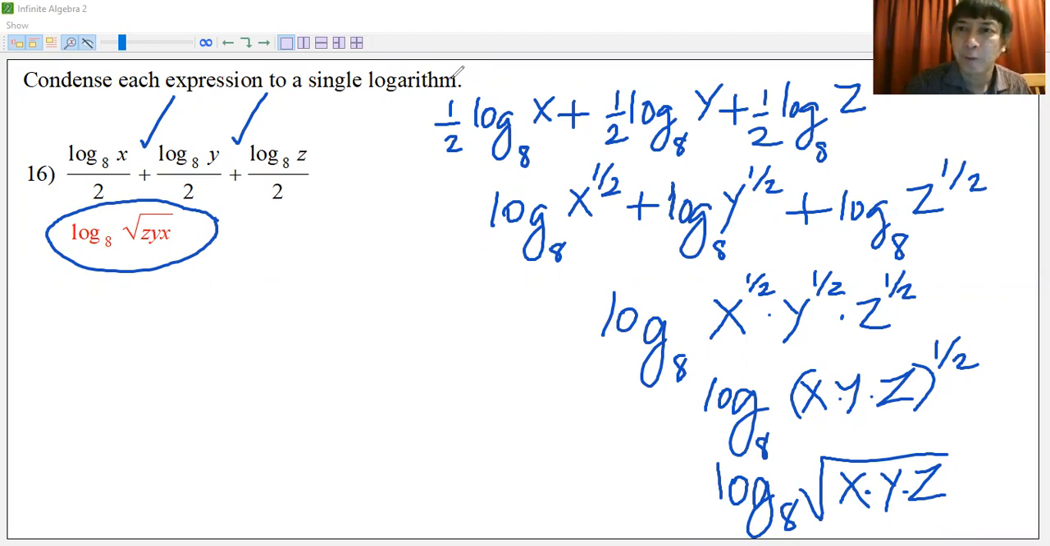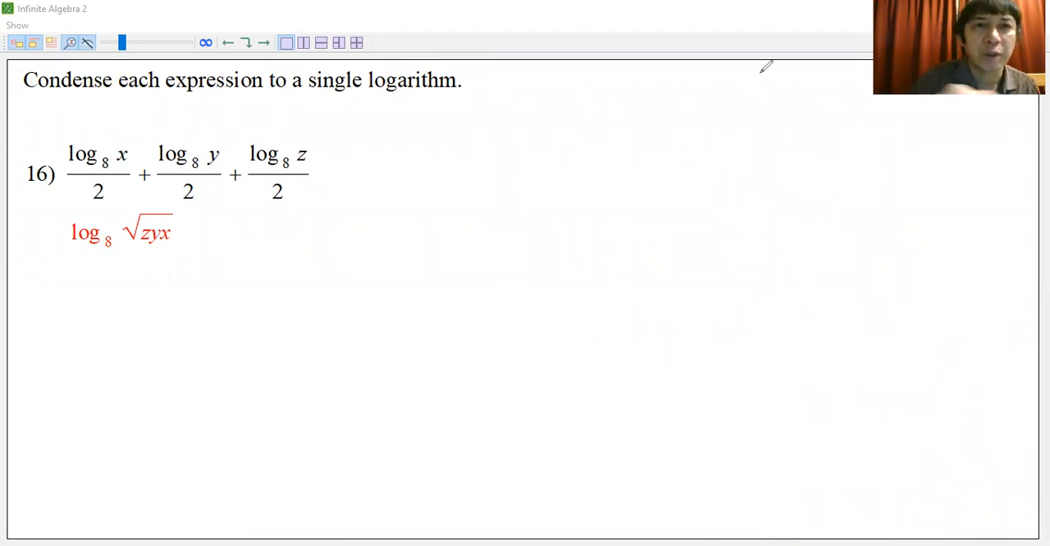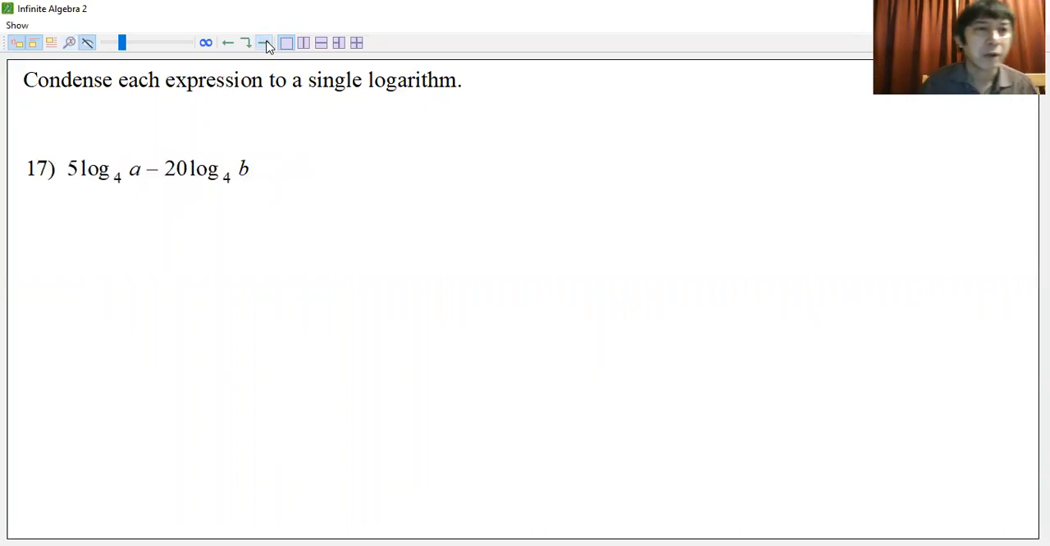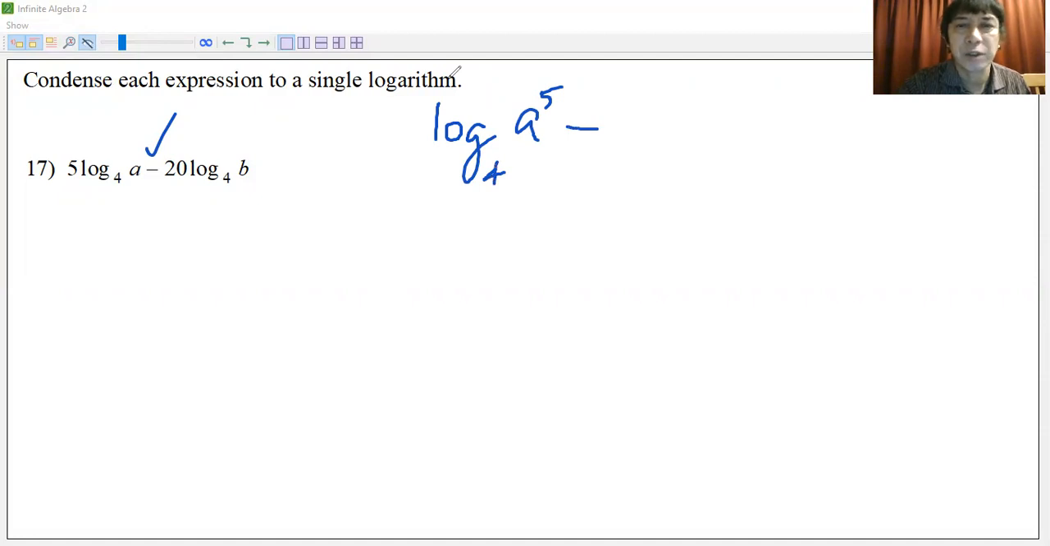Let's go to number 17 after I remove the red number there. Here's number 17. We have a minus, an indication of a ratio. This will proceed with logarithm of a to the 5. There's a number 5 in front of the logarithm, so that will become a to the 5, base 4. And this is minus logarithm of b to the 20.